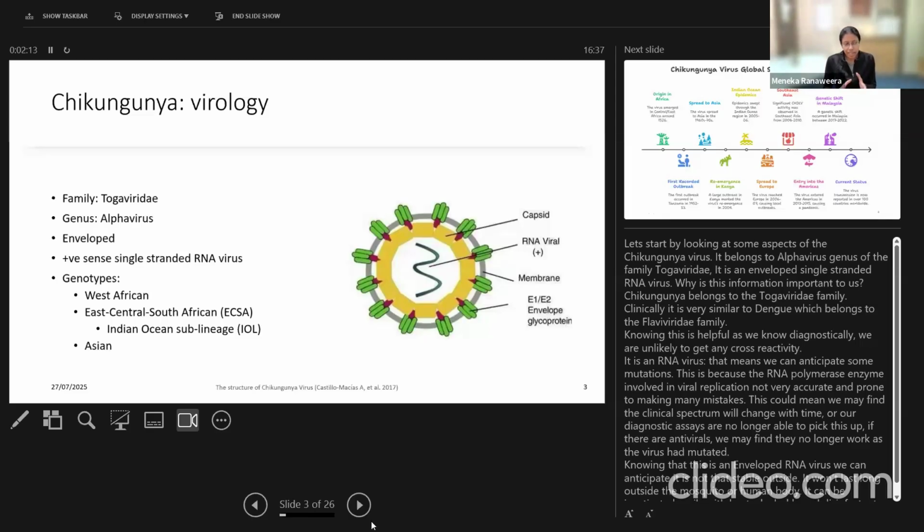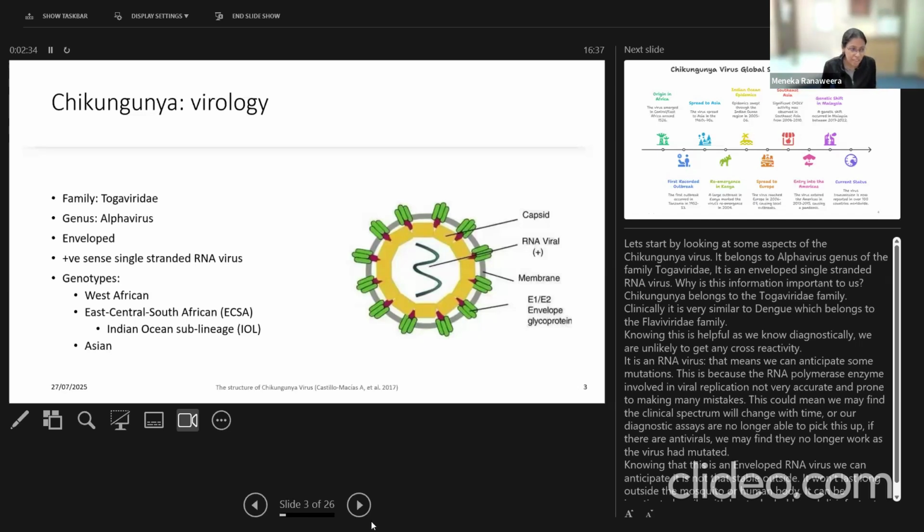Clinically, this is very similar to dengue, which belongs to the Flaviviridae family. So one of the questions we might have is, could there be cross-reactivity when we are thinking of diagnostic tests? But knowing that these are completely different families, we know that is unlikely.